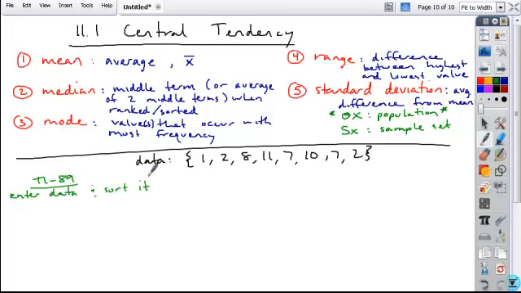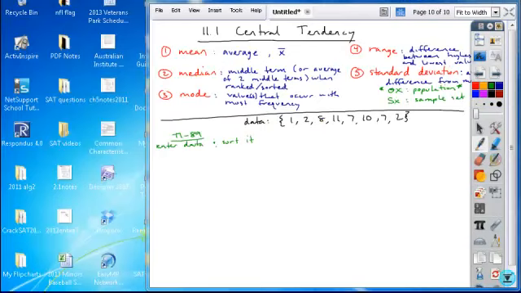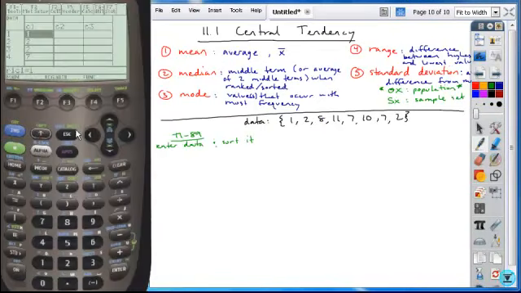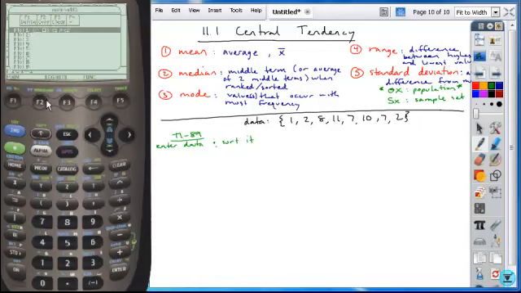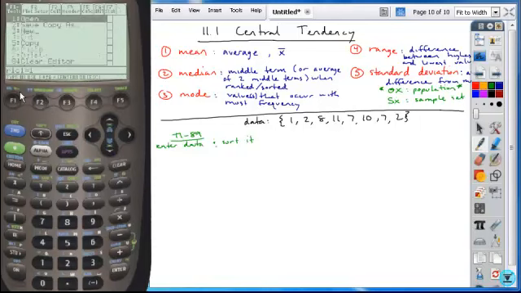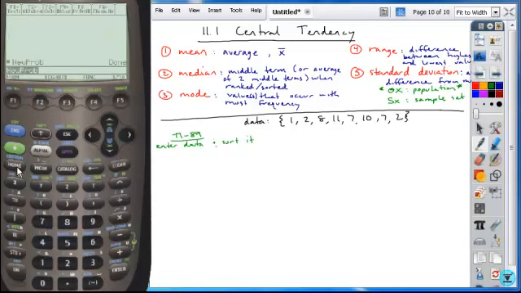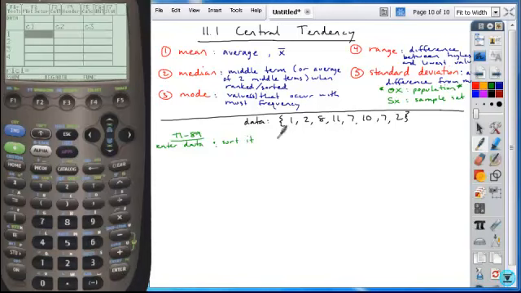And so if you're going to use your calculators, let's take a look at that. We're going to go to our data matrix editor. So Apps, go into the data matrix editor, and we're going to enter our information.